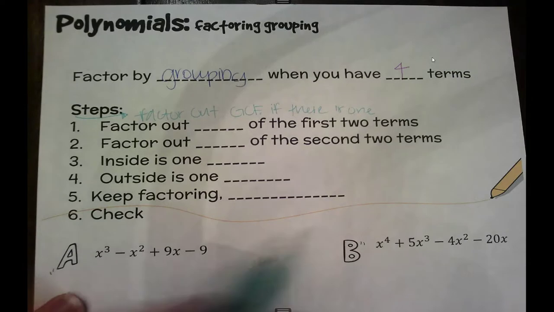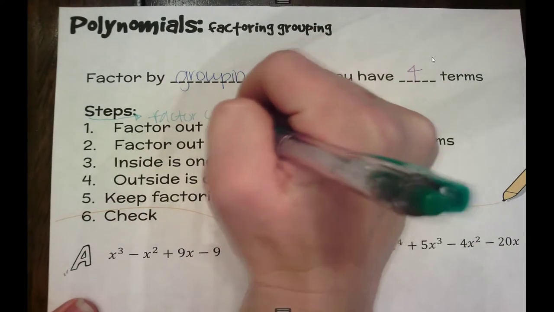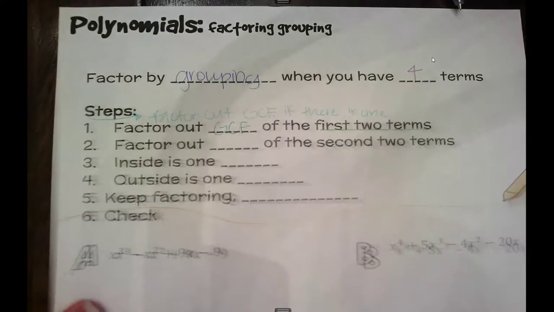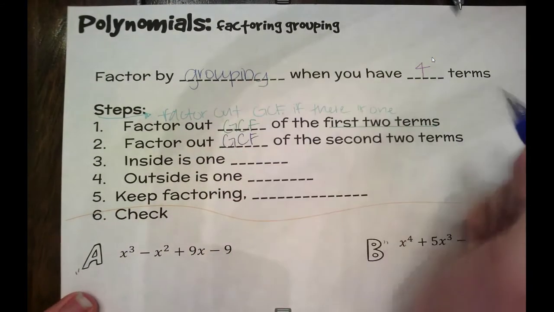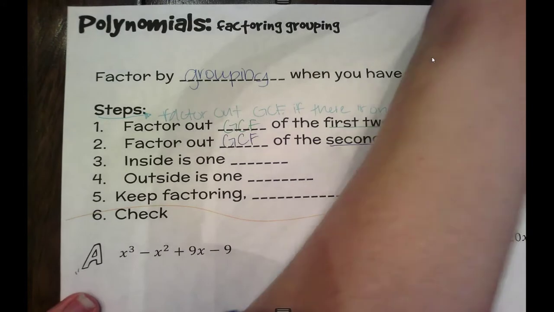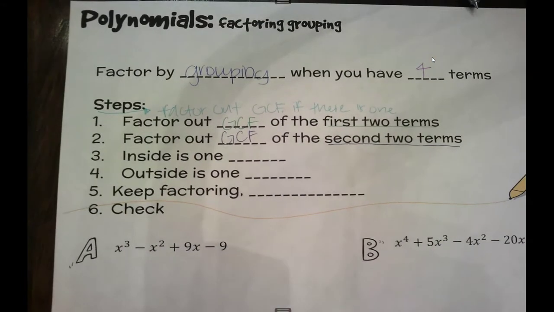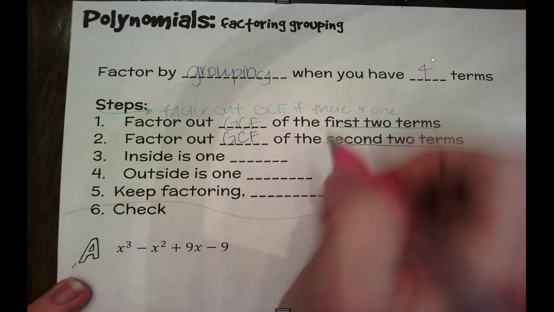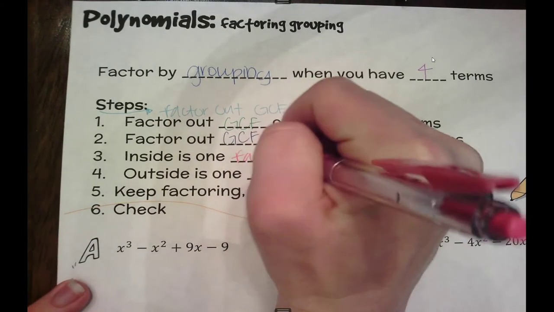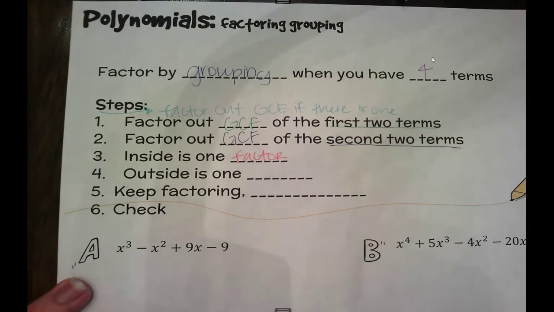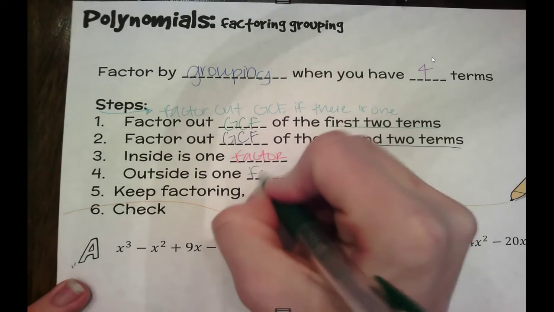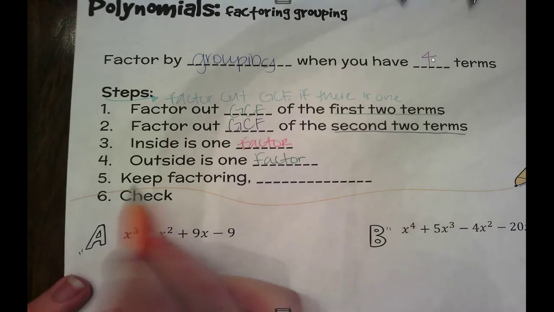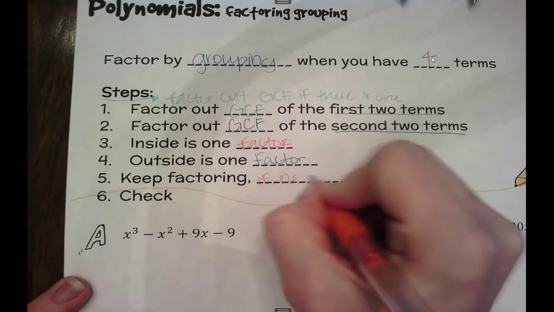And then you're going to factor out the GCF of the first 2 terms. And then you're going to factor out the GCF of the second 2 terms. And the one that ends up inside parentheses is one factor, and whatever ends up outside is another factor. Here's the thing with these, though. We might have to keep factoring if necessary.